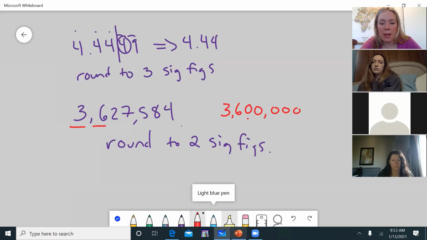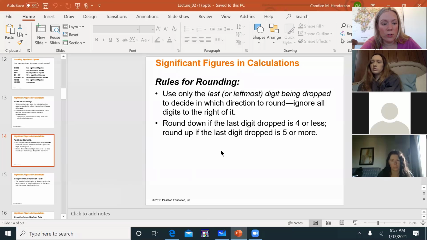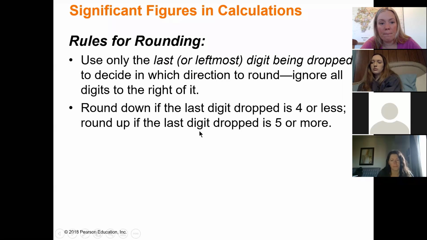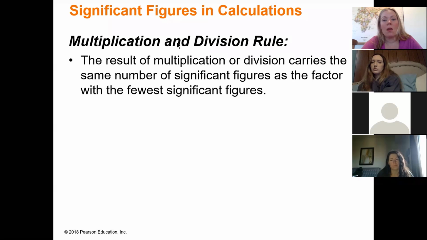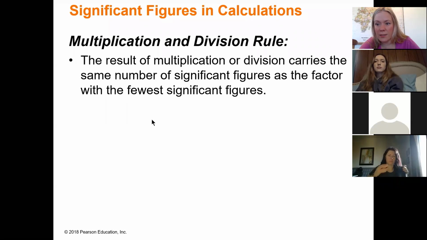So as far as applying this to calculations are concerned, there we go. Can you guys see the screen? It paused for a second there. Yes? No? Maybe so, yeah, okay.